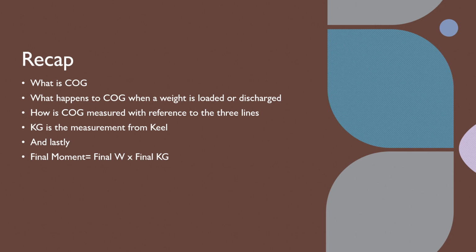How is the COG measured? I've told you about the three reference lines. It's like three axes. You have it from the keel, from your after perpendicular, and from the center line of the vessel. And lastly, what is final moment? Final moment is your final displacement into the final KG of the vessel.